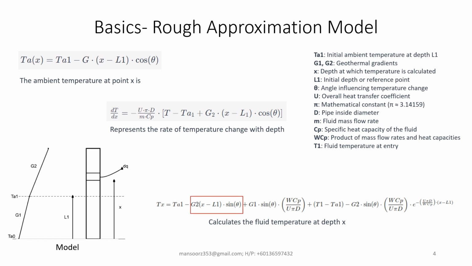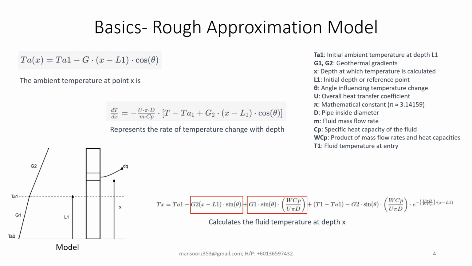Okay, in this formula, what we can see is that it primarily deals with conduction and convection, and we are here to separate these terms. The first term is for conduction, which represents heat transfer through conduction along the wellbore. It considers the temperature gradient along with the depth, x minus L1, and the thermal conductivity, G2, of the surrounding material.